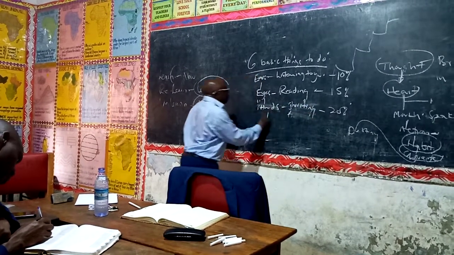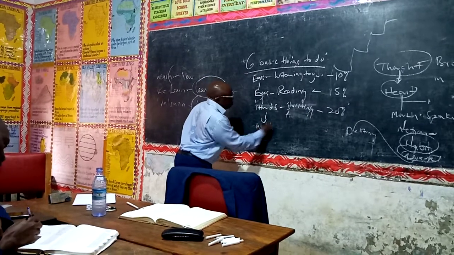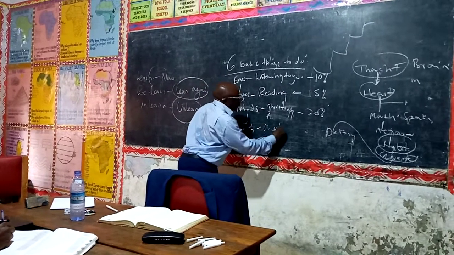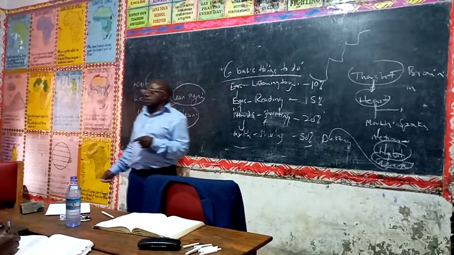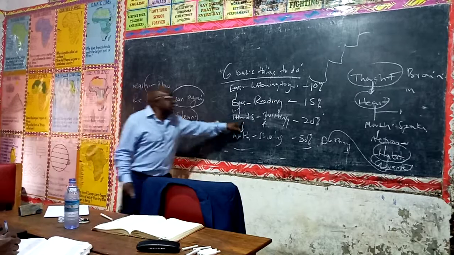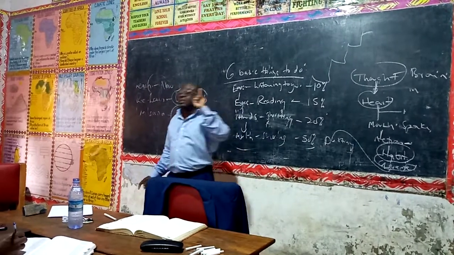That is the third stage. I'm sorry. The mouth is the fourth. This is sharing. And here the child understands 50%. Yes. Writing, the child understands 20%.